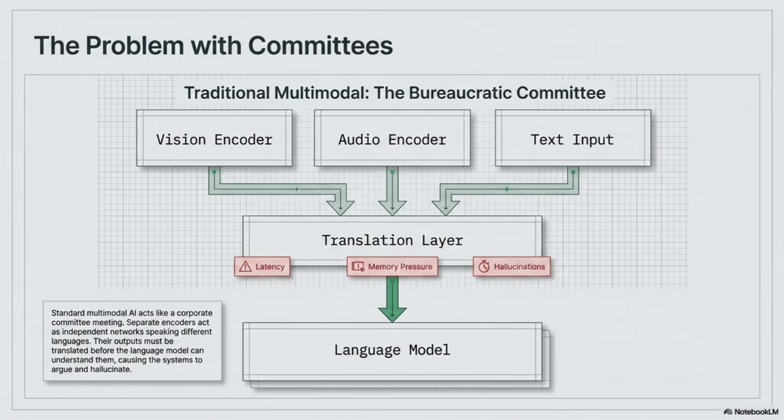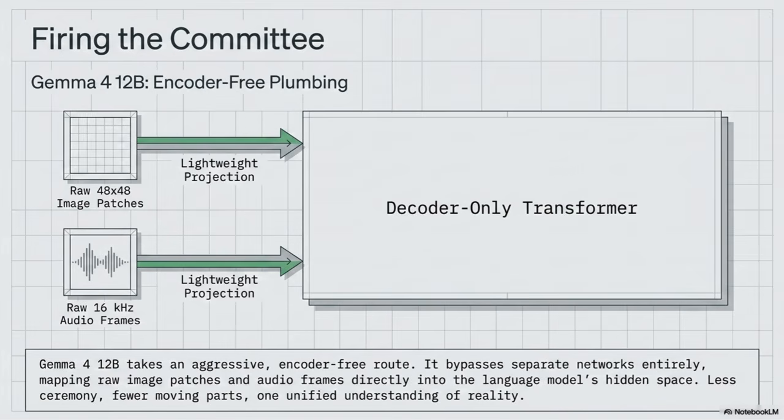That's a completely separate neural network whose only job is to look at an image and describe it. Okay. Then you have an audio encoder, another totally separate network that just listens to the waveform. And their individual outputs have to be translated into a format the central language model can actually understand. Wait, so it's essentially like having three different people speaking three different languages, and they're relying on an interpreter to agree on a single plan of action.